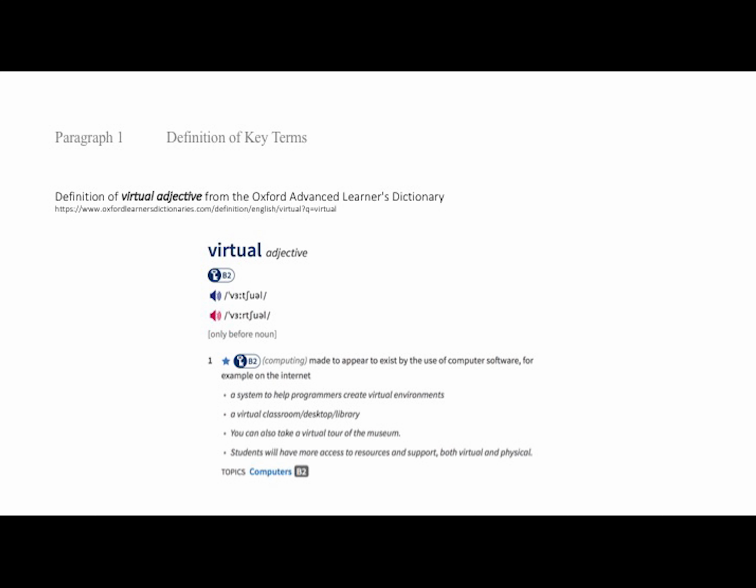The definition of virtual from the Oxford Advanced Learner's Dictionary is: made to appear to exist by the use of computer software, for example on the internet. When people refer to virtual space, according to the modern definition of the Oxford, it refers to the space made to appear by the use of computer software. I cannot agree more with this definition. However, where does the word virtual come from? Does it appear only after the age of technology?